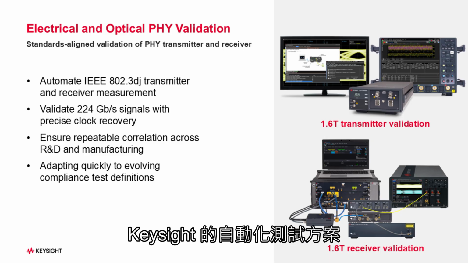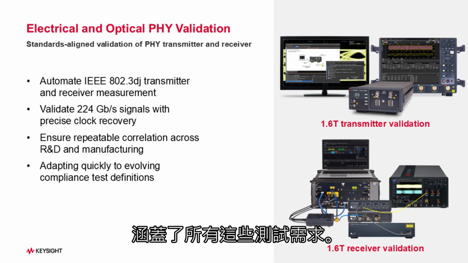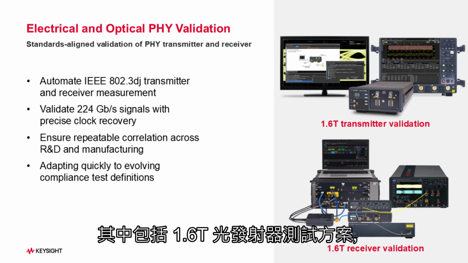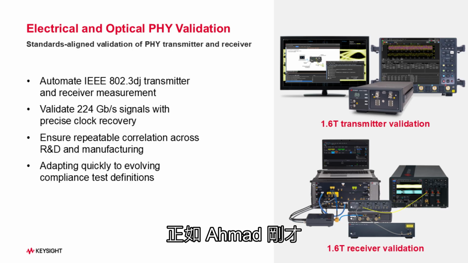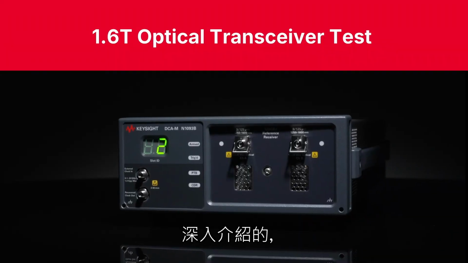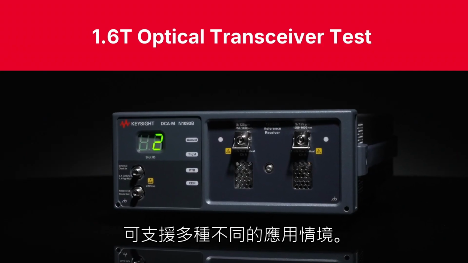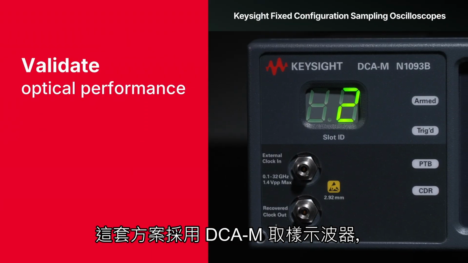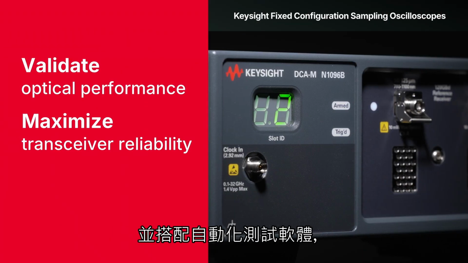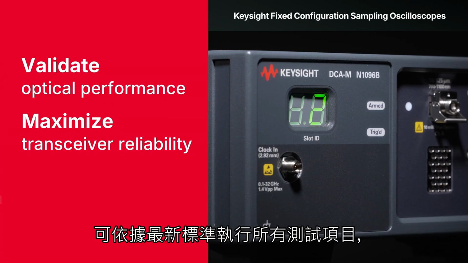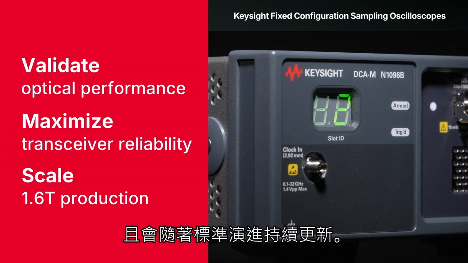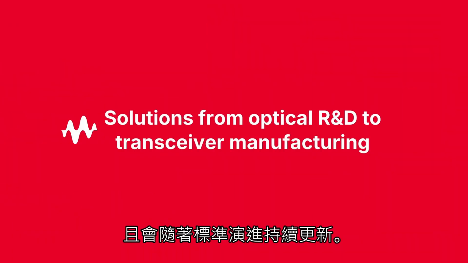Keysight test automation solutions cover all of these test cases. The 1.6T optical transmitter test solution, which Ahmed just talked about quite in depth in many different use cases and situations, features our DCA-M sampling oscilloscopes, as well as our test automation software, which runs through every test in the current standard and is updated regularly as the standards evolve.